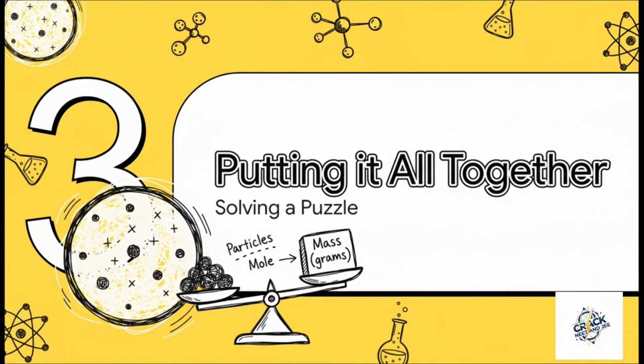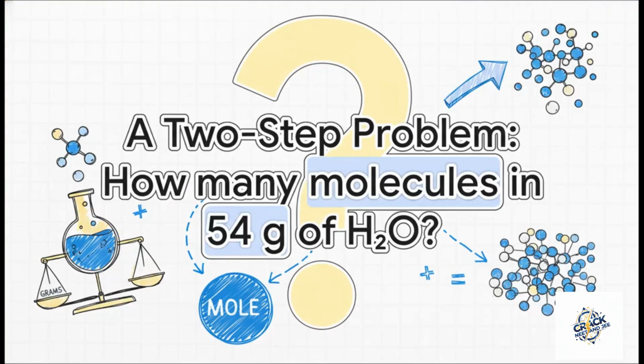So there you have it. We've got our 3 basic conversions: from mass, from volume, and from the number of particles. Now the really fun part is when we start combining these tools to solve more interesting multi-step chemistry puzzles. Let's put our skills to the test with a classic chemistry problem. Let's say we have 54 grams of water. The question isn't how many moles, it's how many actual individual molecules are in there.